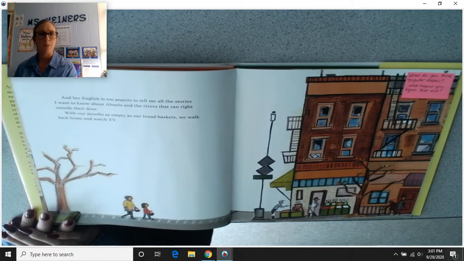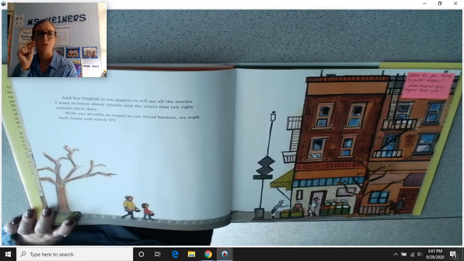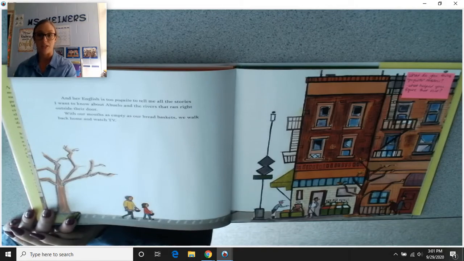I wonder what poquito means. Maybe if I do this. Her English is too poquito. See if you can figure out what that Spanish word means.